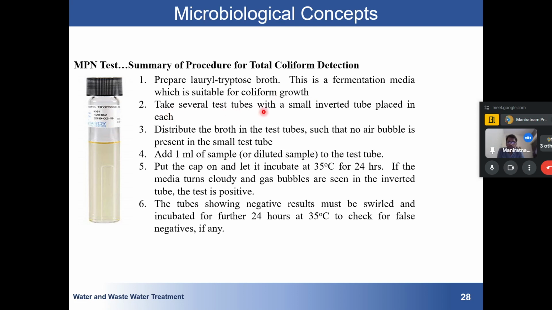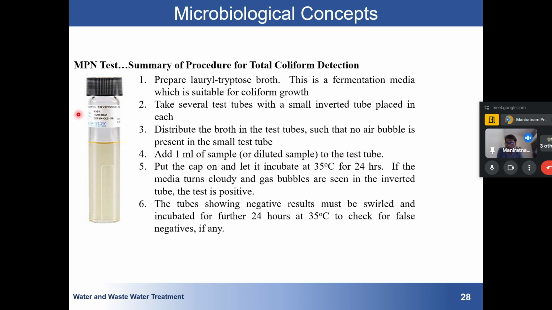Several test tubes with a small inverted tube are taken. This small tube is known as the Durham tube. This whole tube is known as the MPN tube, and this small one, I hope you can see, is the Durham tube, which is used in the MPN test. Distribute the broth in the test tube such that no air bubble is present in the small tube. You have to insert it in such a way that the Durham tube does not contain any gas.